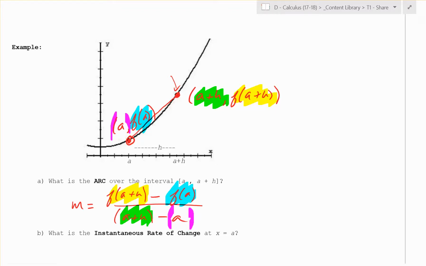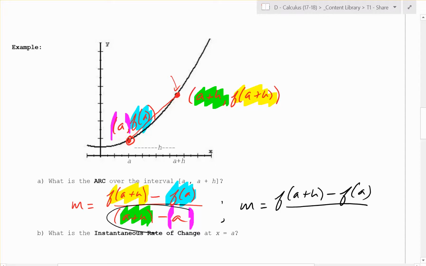So let's simplify this a little bit. What does this turn into? Well, m turns into, the top stays the same. You can't do anything to that, but look what happens on the bottom. You have a plus h minus a, that's just h.